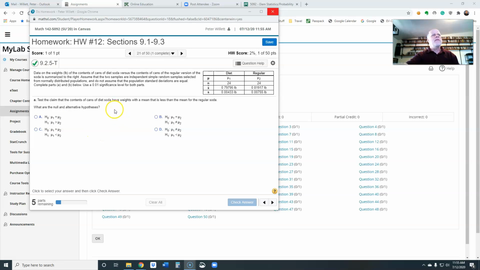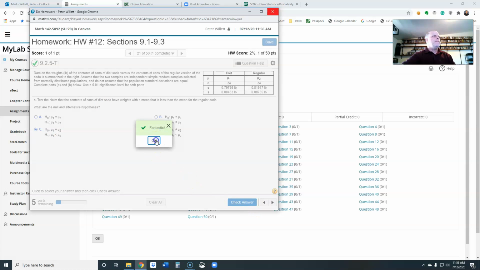And then the alternative to that is that what we're testing is true, which is that the diet soda cans weigh less, which would mean that mu1 on average is less than mu2. That choice looks like it is given in C. In A, it's bigger, and that they're not equal, so we want C. To summarize, our null hypothesis is that our test claim that diet is less than regular is wrong and that they're actually equal. And our alternative hypothesis is that the test claim is right and that population 1 is less than population 2.